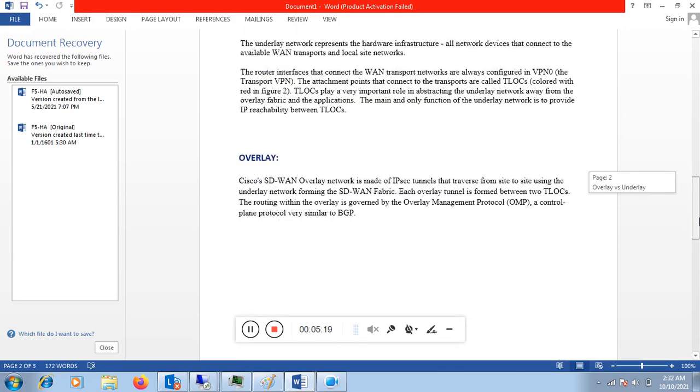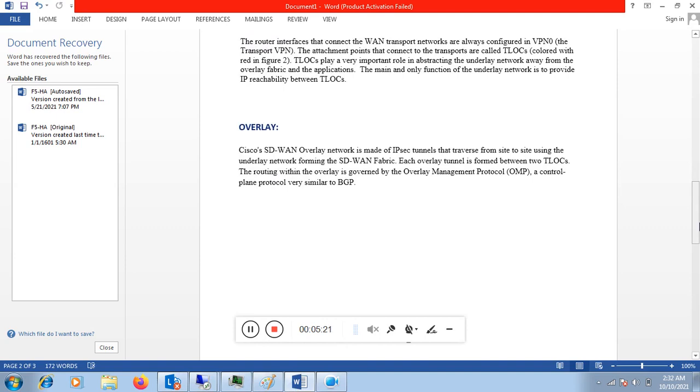Now if we talk about overlay, the Cisco SD-WAN overlay network is made up of IPsec tunnels. It might be IPsec or a GRE tunnel as well. Like for overlay, we might form a GRE tunnel as well. They traverse from site to site using the underlay network from the SD-WAN fabric. Each overlay tunnel is formed between two TLOCs. The routing within the overlay is governed by the Overlay Management Protocol.